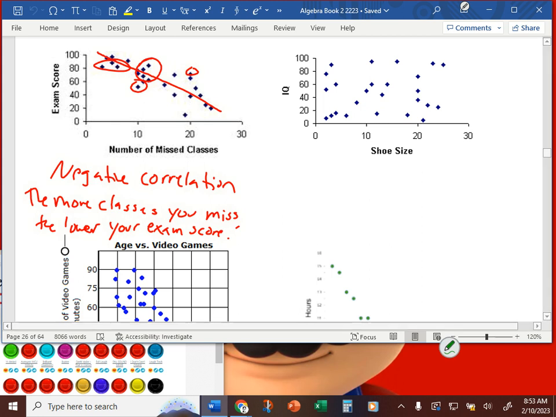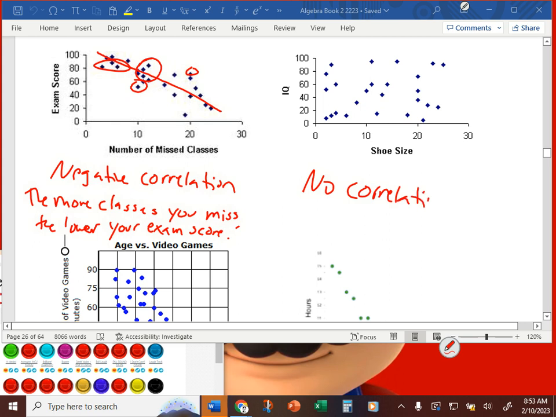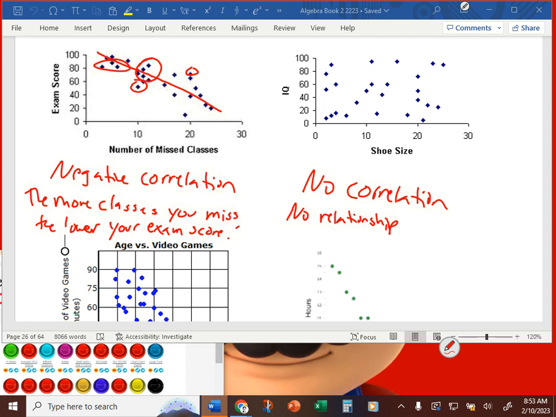We talked about the next one already. There is no correlation, which means what conclusion can you make about shoe size and IQ? People that have, they don't match. There's no relationship, right? There's no relationship between shoe size and IQ.